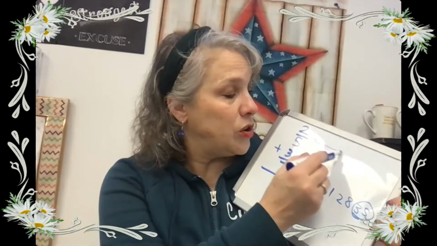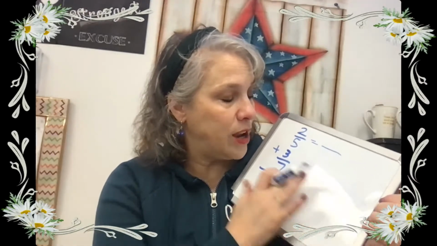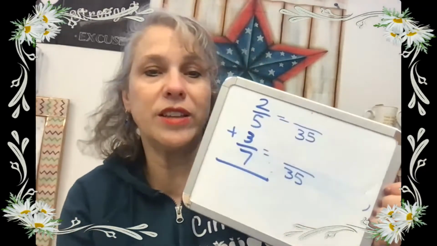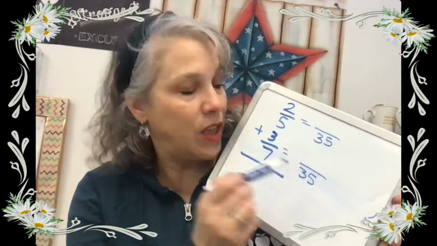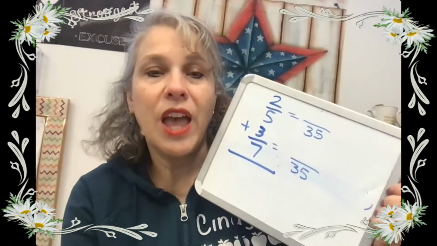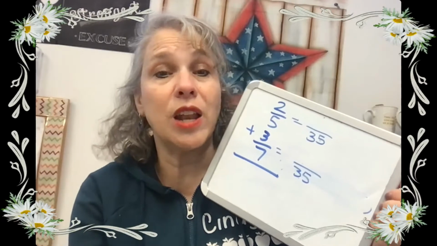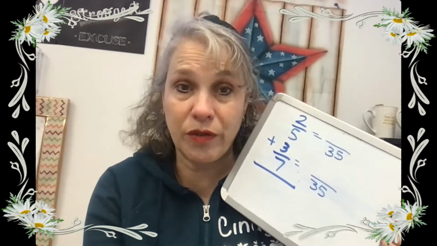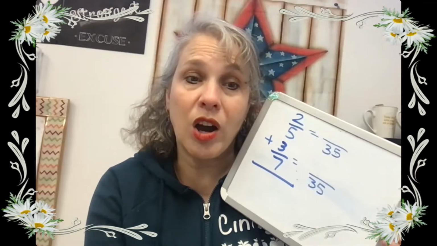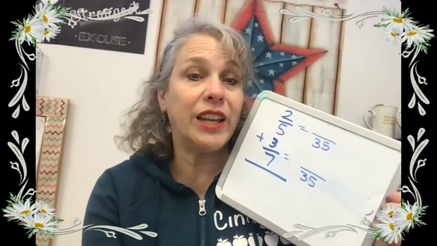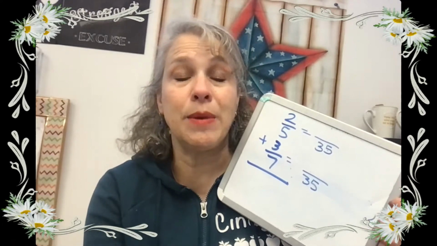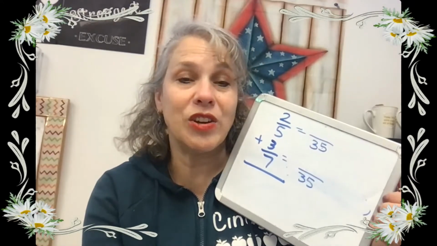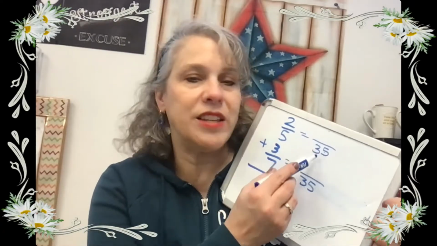So I'm going to use that for my denominator. I'm going to put an equal sign. 5 goes into 35, 7 goes into 35, and now I'm going to make new fractions, and I'm going to call these equivalent fractions. We mentioned in the other video that an equivalent fraction is when you are renaming the fraction. It is the same amount of pie, or whatever it is that you're counting, but it's a different denominator.